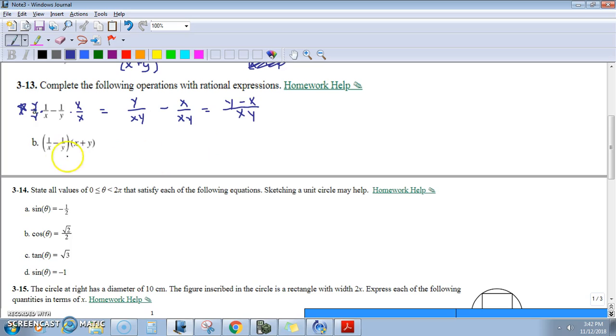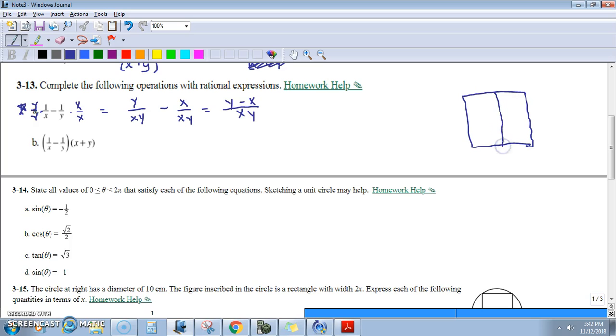All right, you guys, here I have 1 over x minus 1 over y times x plus y. The first thing I'm going to do, I think, is an area model. So let's do that. What does this look like? I don't know what it's going to look like.